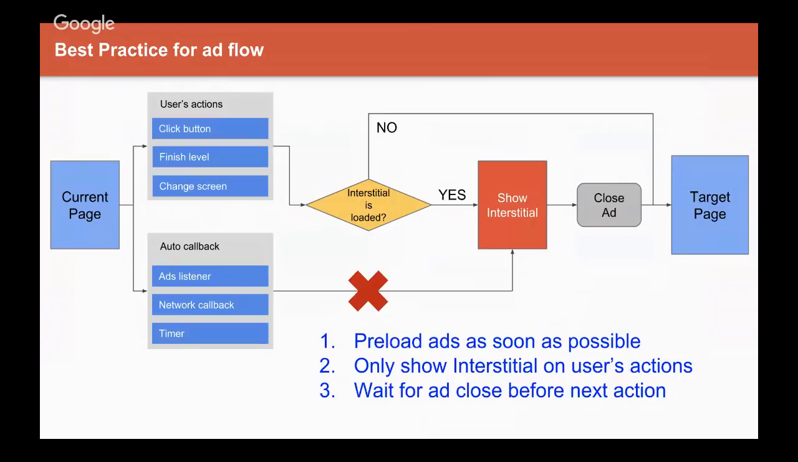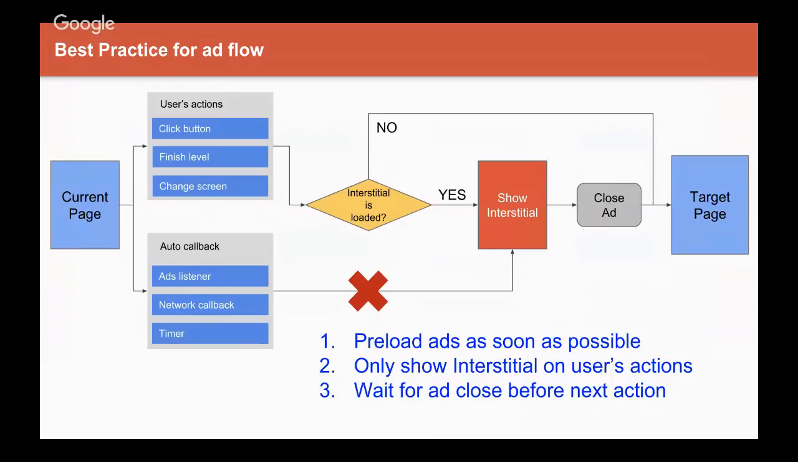I am kind of technical support for the AdMob side. So, I will guide you on how to apply best practices for the ad flow to avoid all the policy issues. Let's say the user stays on the current page. There are 2 things that can trigger the interstitial. The first is user action. Let's say the user clicks some button, finishes a game level, or wants to change to another screen. That's user action. And the second thing that can be used as a trigger is some kind of auto callback.